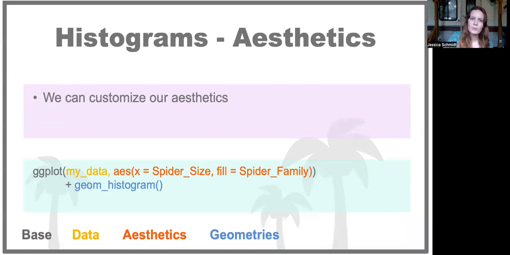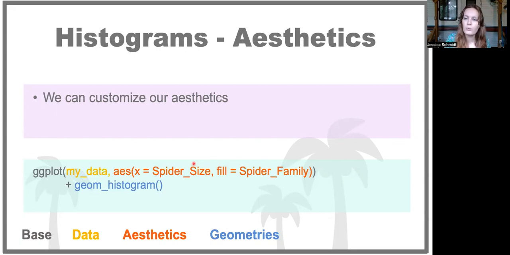Okay, let's talk a little bit more about what we can do with the aesthetics component with our histogram. We've talked a lot about customizing the geom histogram function in our geometries, but what about aesthetics? So we know when we add color in the geometries component, it applies it to the whole histogram. When we change color, it changes the outline color. When we change fill, it changes the fill color.